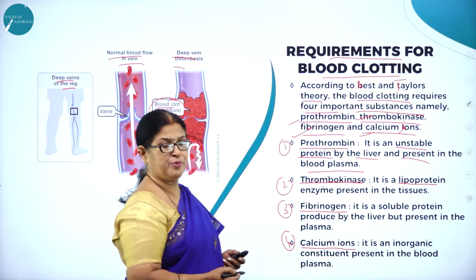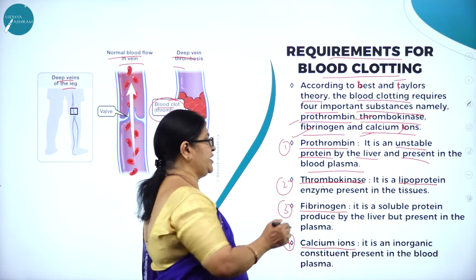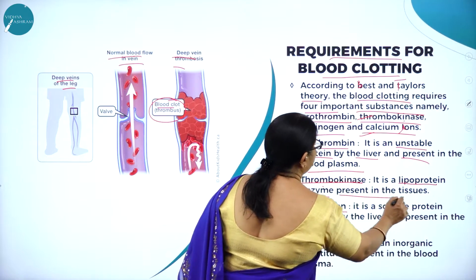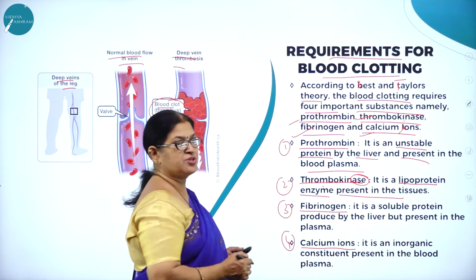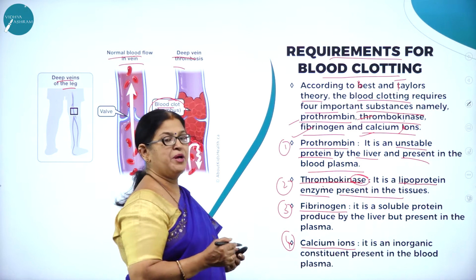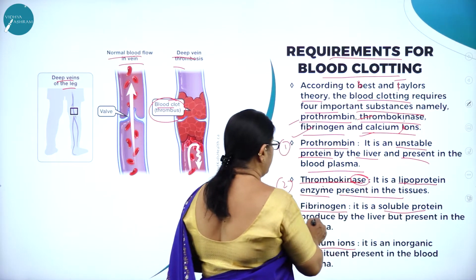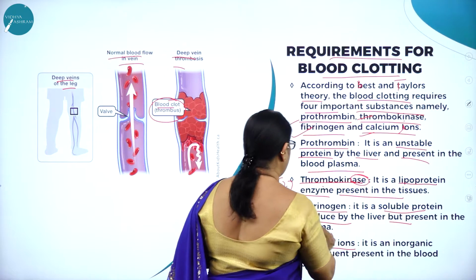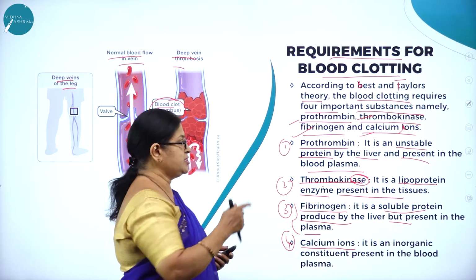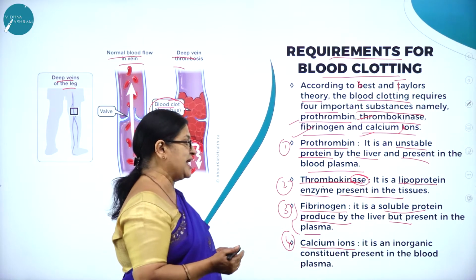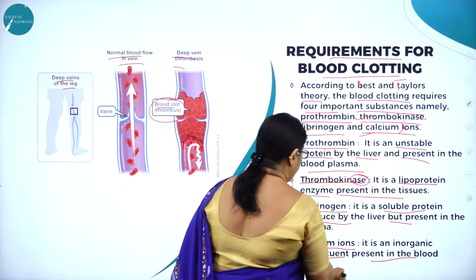What is thrombokinase? It is a lipoprotein. It is a conjugated protein called lipoprotein. Lipid plus protein is called a conjugated protein, lipoprotein enzyme present in the tissue. So kinase means what? It is an enzyme. Thrombokinase is a lipoprotein enzyme present in the tissues. Fibrinogen is a soluble protein produced by the liver but present in the plasma. Fibrin immediately dissolves, so it is a soluble protein. Then calcium ions, as you all know, is an inorganic constituent present in the blood plasma.